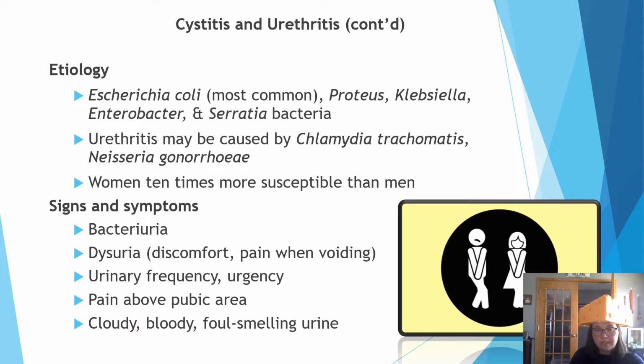Cystitis and urethritis are seen very commonly with urinary tract infections. Cystitis would be an inflamed bladder. Urethritis would be an inflamed urethra. UTIs are the second most common type of bacterial infection seen by providers, with the first being an upper respiratory infection.